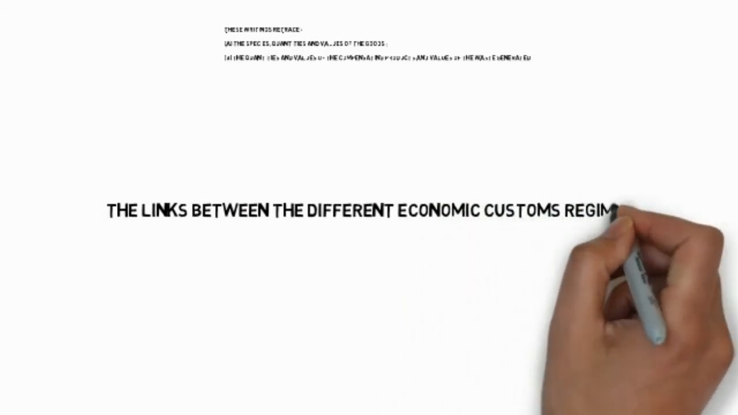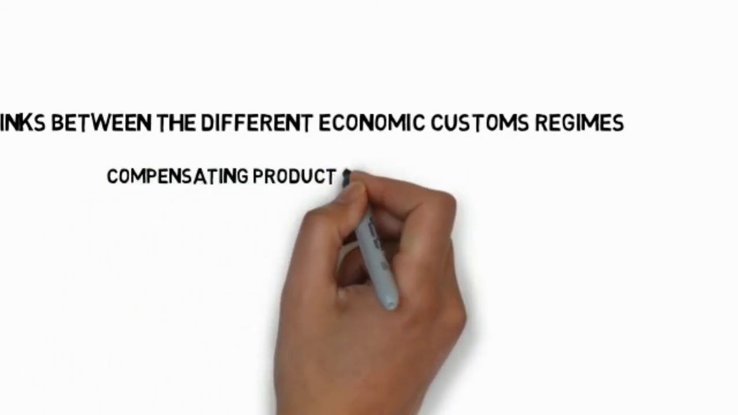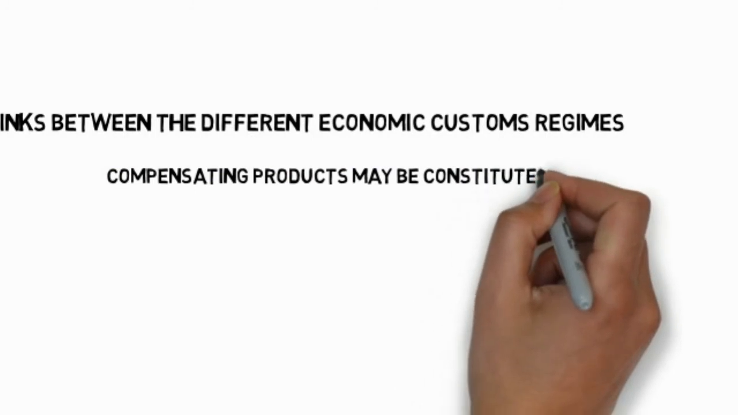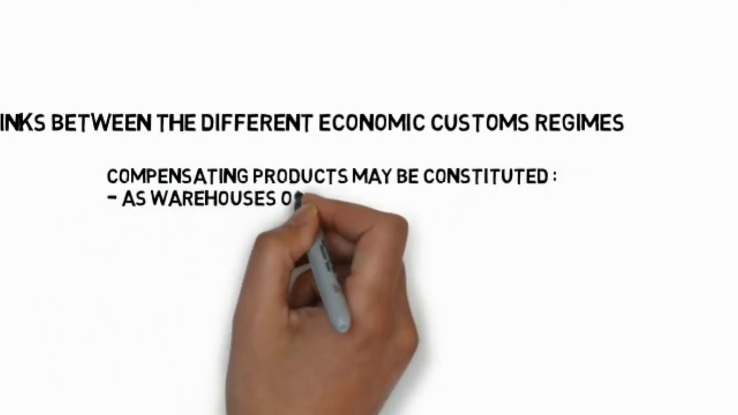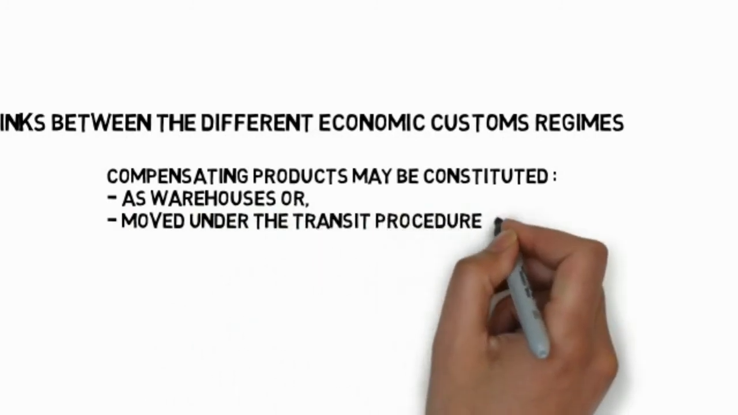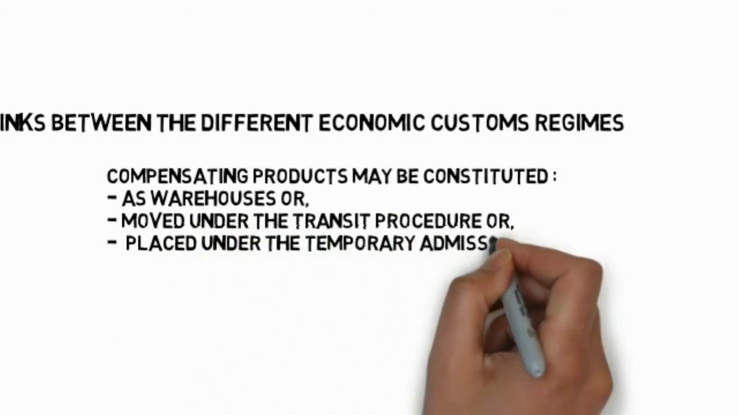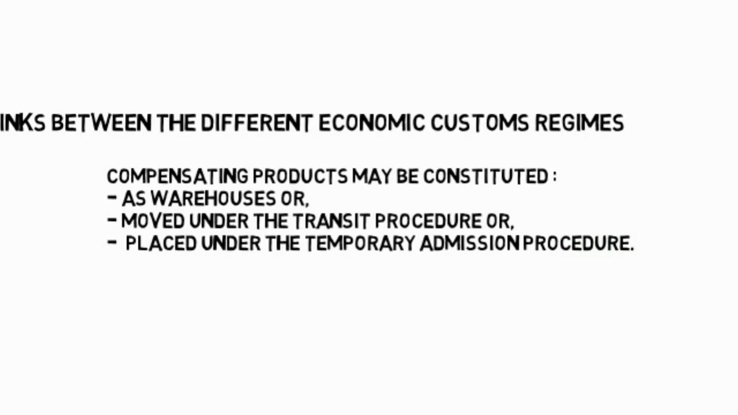The links between the different economic customs regimes. Customs allows links to be made between the various suspensive regimes. Thus, when leaving the warehouse, the goods concerned may be declared under the procedure of temporary admission for active improvement, temporary admission, transit, etc. Conversely, before the expiry of the time limit for temporary admission for active improvement, for example, compensating products may be constituted as warehouses, or moved under the transit procedure or placed under the temporary admission procedure.